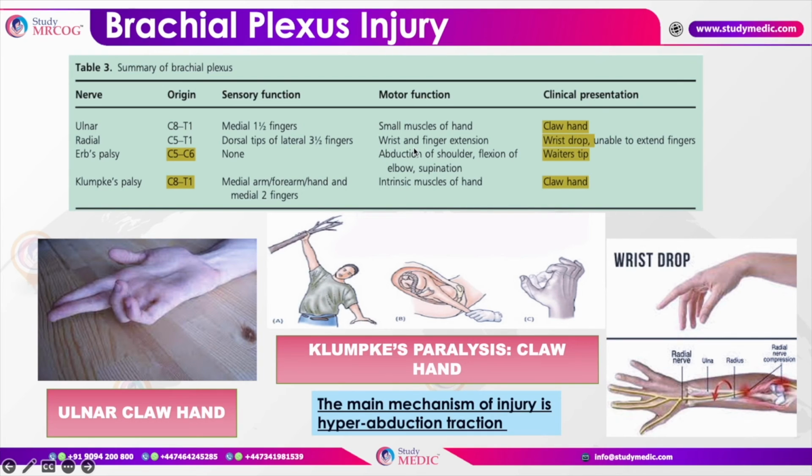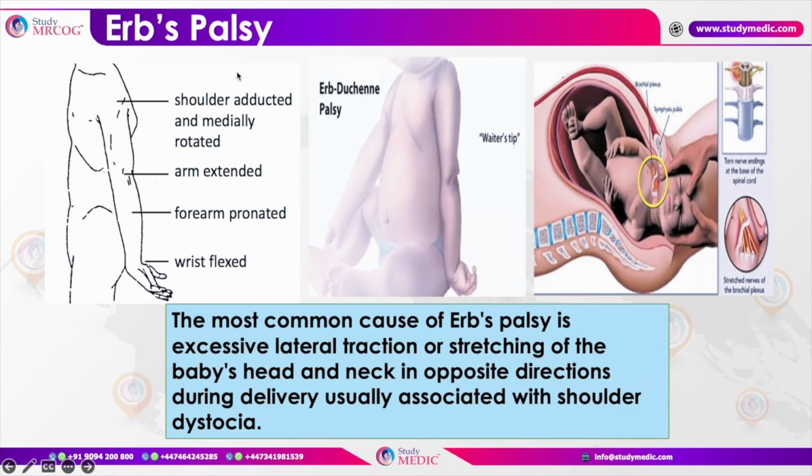Radial nerve is responsible for the extension of the wrist and the finger, and in case it is damaged, it will cause wrist drop. There is another important entity called Erb's palsy, which occurs when there is damage to C5 to C6 roots, and these roots are responsible for abduction at the shoulder joint, flexion of the elbow, and supination. And in case it is damaged, the shoulder is adducted and medially rotated, arm is extended, forearm is pronated, and wrist is flexed.